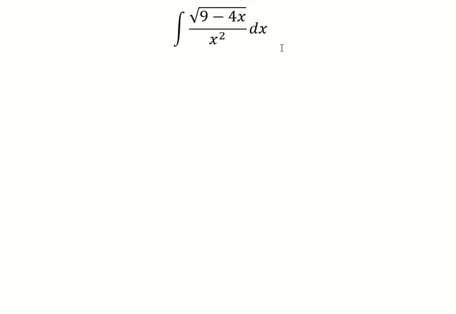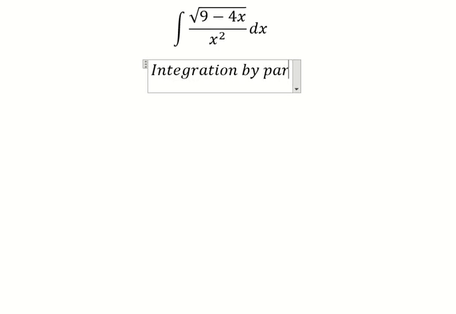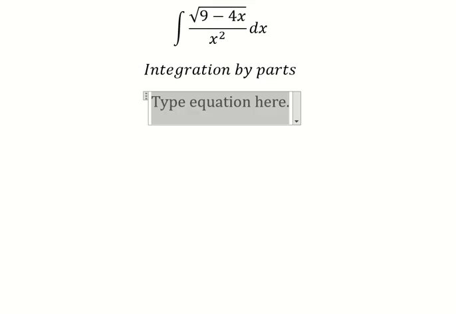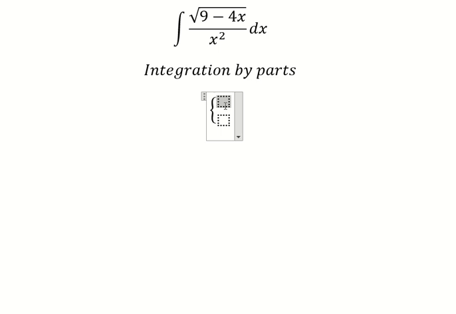Hello everybody, so today I want to show you how to answer. We can use integration by parts. So I will put u equals the square root of 9 minus 4s.